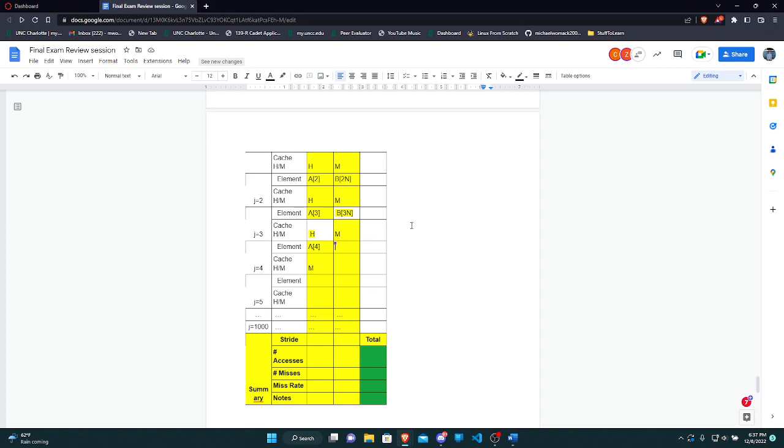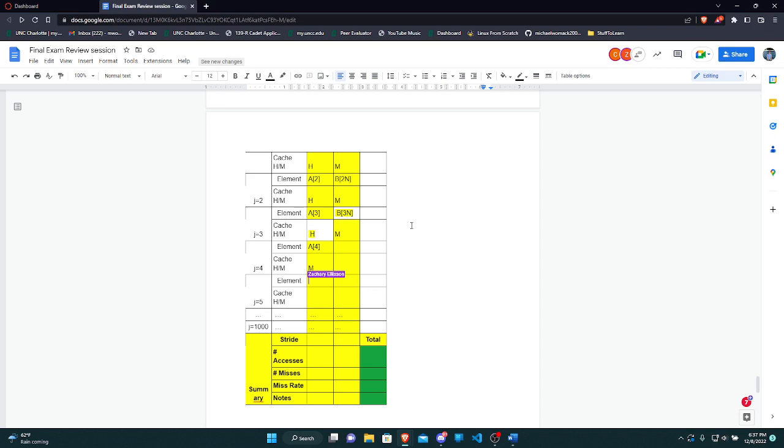Wait, so why is that a miss again? A cache block can fit 4 integers, and when we missed with A of 0, we loaded in A of 0, A of 1, A of 2, and A of 3. So a cache block is filled with those 4 integers. When we go for A of 4, it's not in the cache, so it's a miss. But when A of 4 misses, it's going to load A of 4, A of 5, A of 6, and A of 7 into a cache block.